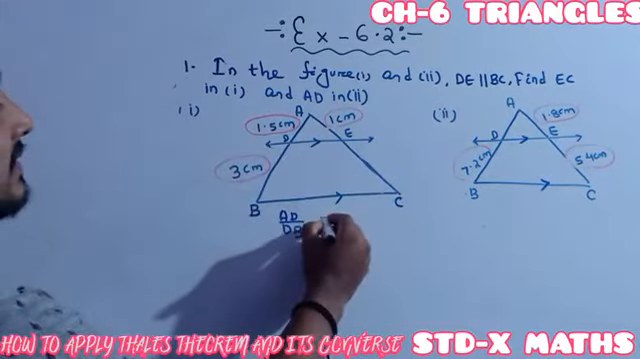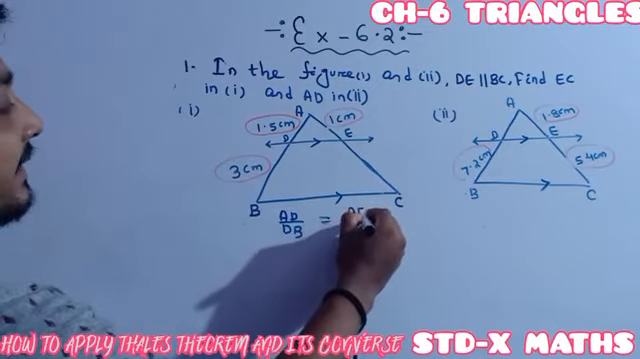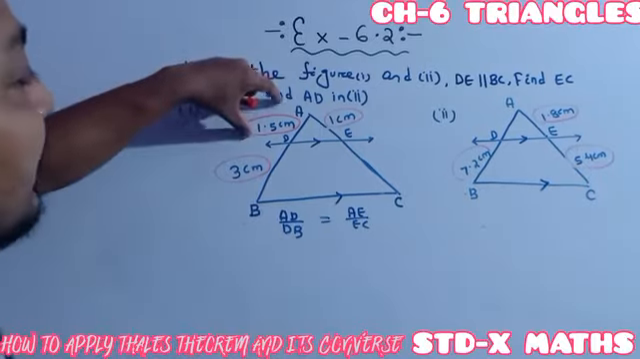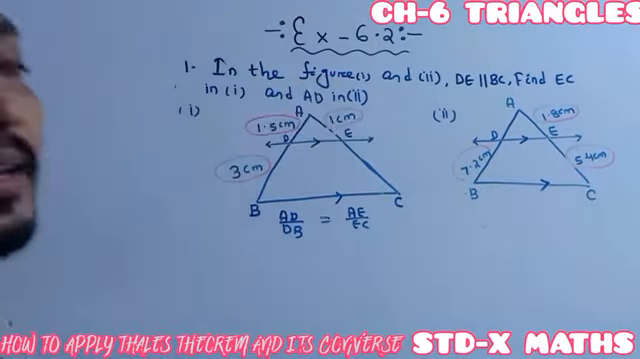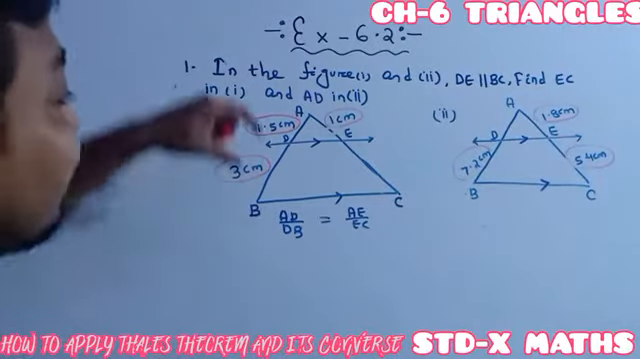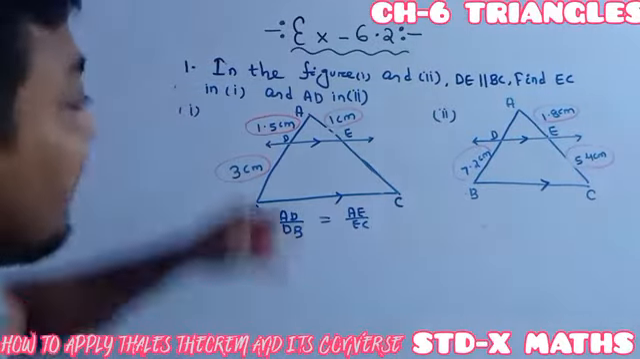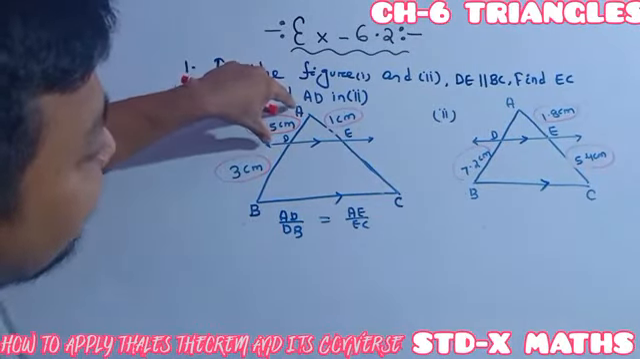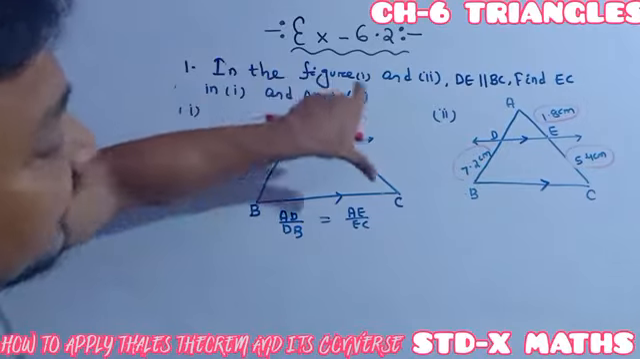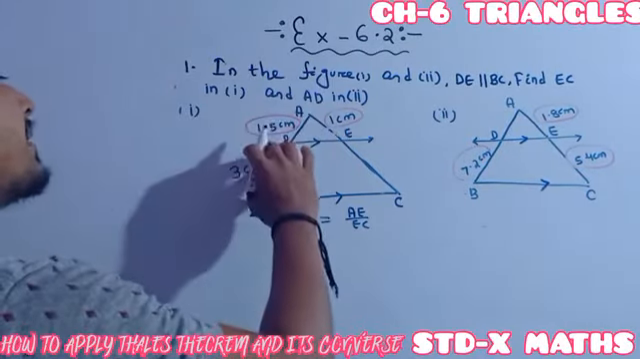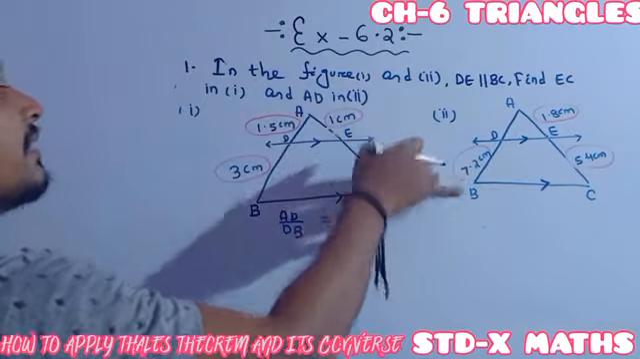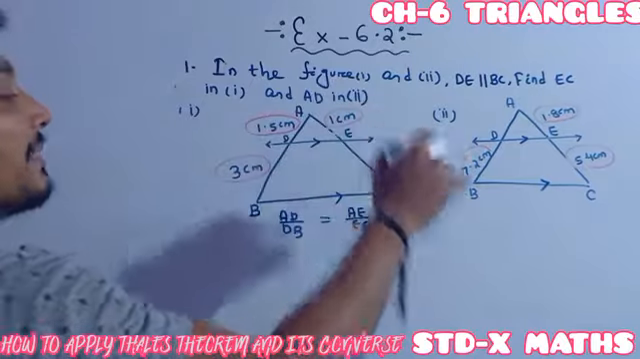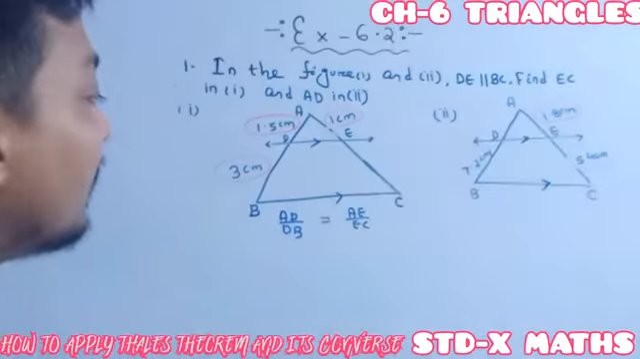then AE divided by EC. Why did I write the original form? Because this one and this one are given. If this one was given and that one was given, we would write this one divided by this one equal to this one divided by this one. As a little part is given and a little part is asked, we have to use the first form: this little divided by this little equal to this little divided by this little. Okay.